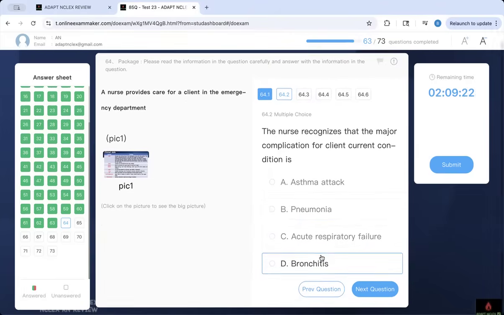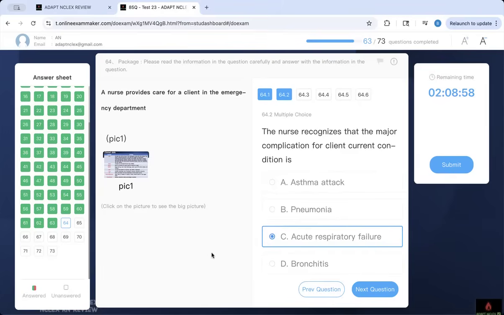The next question: recognize the major complication for the client's current conditions. Asthma attack, pneumonia, acute respiratory failure, or bronchitis. Pick your answer. Let me know in the comment section and keep track of your record. Don't pick asthma. It's a trap. We already know the patient has an asthma attack. The complication from asthma attack is respiratory failure. You can get pneumonia, but the most important is respiratory failure. So don't pick number one.